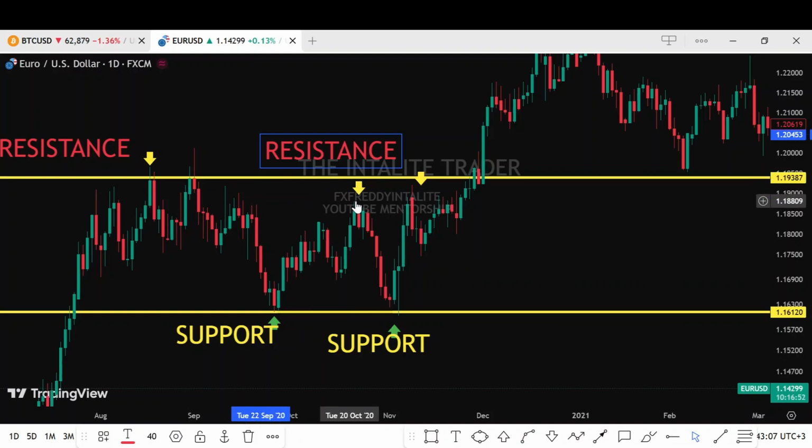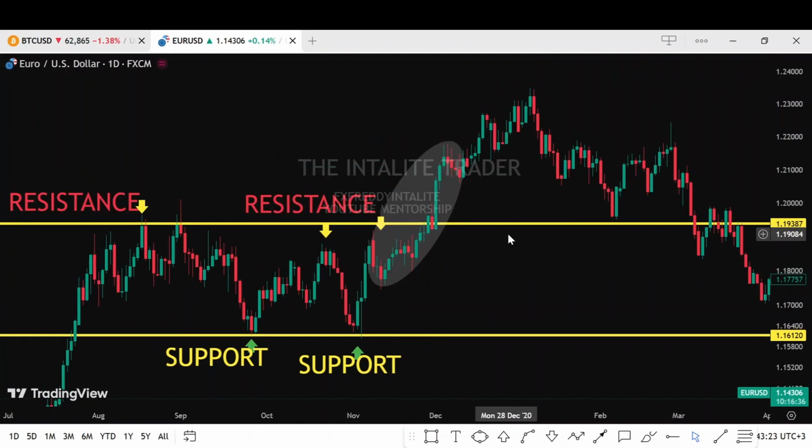The level was still resistant to the price. So this is what we call a breakout momentum.